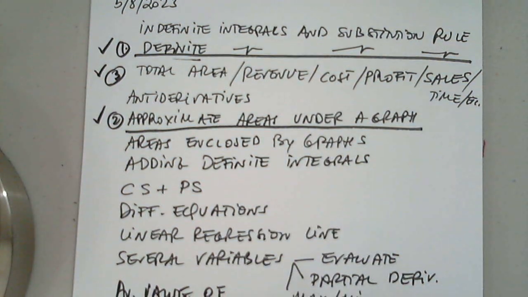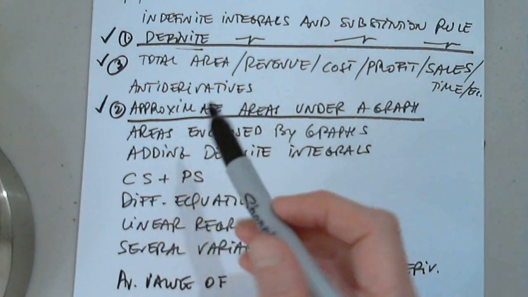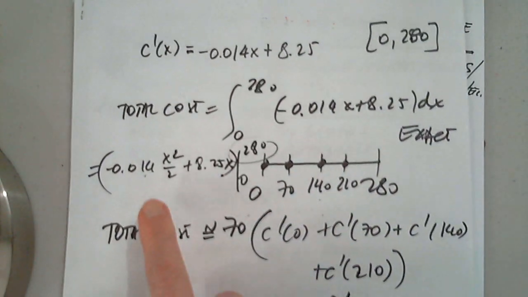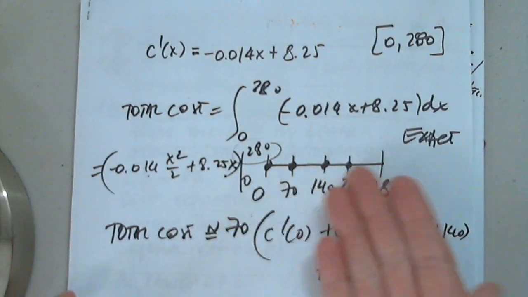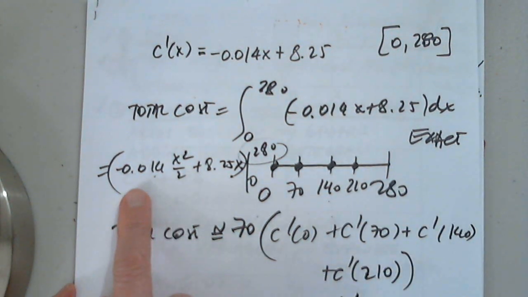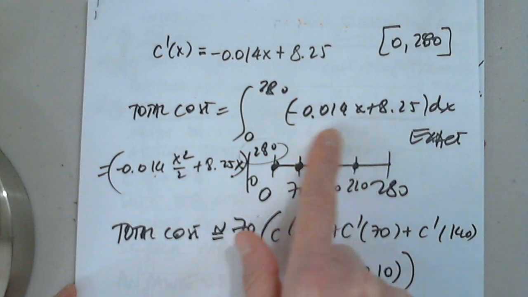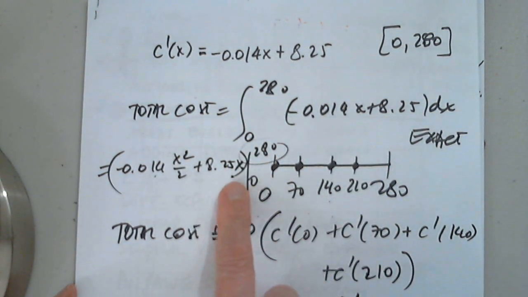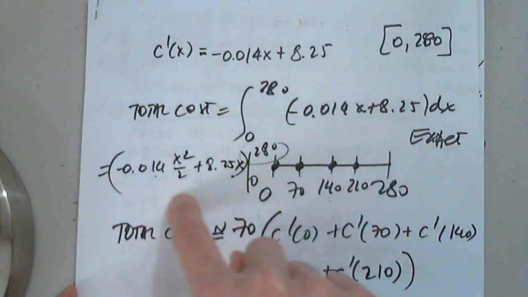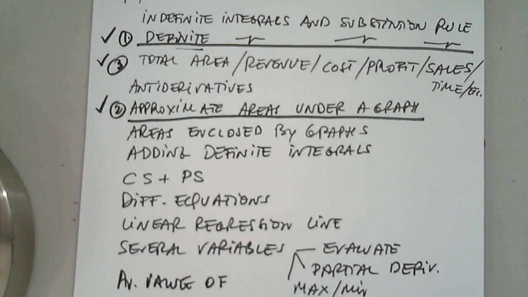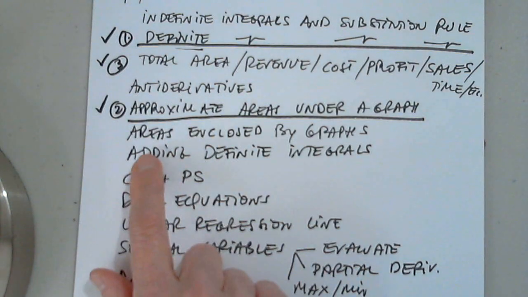Okay. So antiderivatives, of course, if we do not find the antiderivative of this, we cannot find the exact cost. So which function has derivative x? Well, it's x squared over 2 and 8.25x. So this is the antiderivative. Since it's a definite integral, we evaluate it from 0 to 280. So this is the antiderivatives.